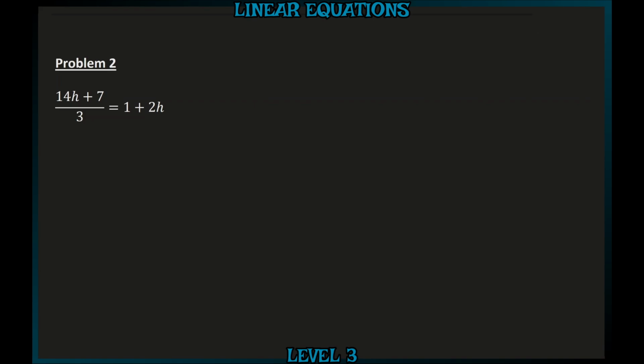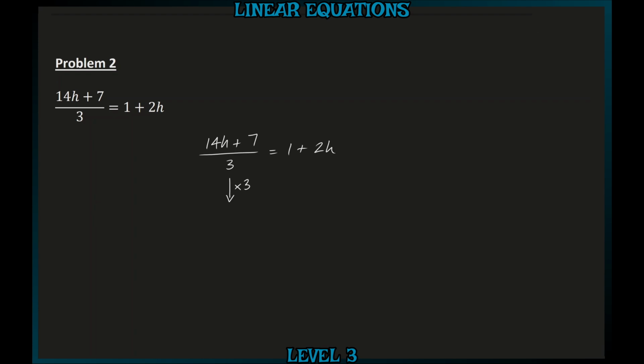In problem 2, we're solving the equation 14h plus 7, all divided by 3, is equal to 1 plus 2h. To start, we'd like to remove the 3 from the left-hand side, and this 3 is dividing the 14h plus 7, so to remove it, we use its inverse, which is to multiply by 3.